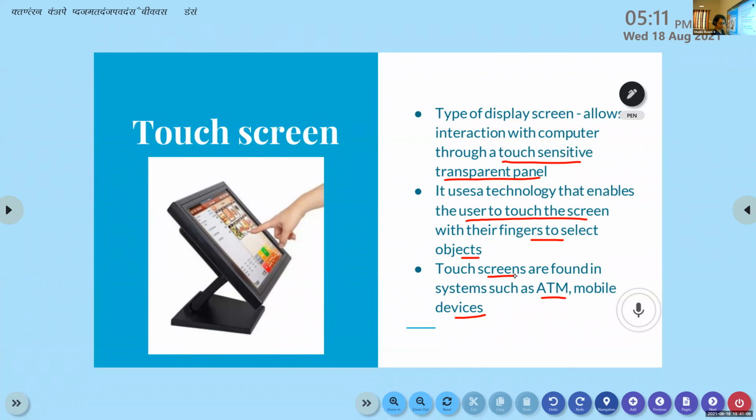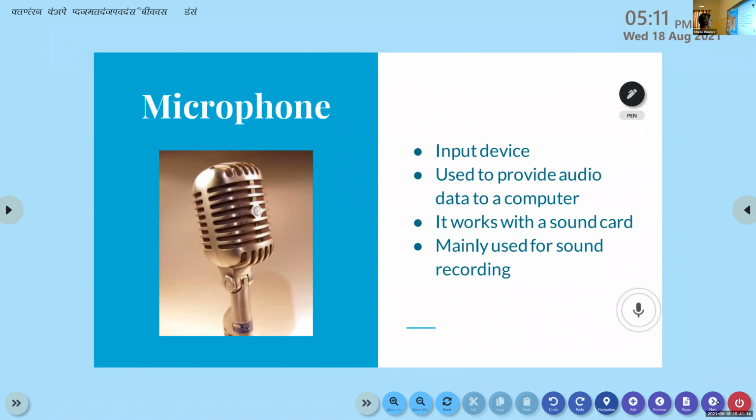Yeah. So the second last topic is the microphone. What is this? We can speak and we can sing a song also. It is an input device. It provides audio data to the computer, isn't it? It works with a sound card and it is mainly used for recording. You have seen in studios and all, it has been used, isn't it? What is the form of the input? Audio, isn't it?